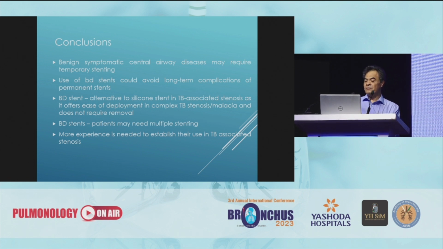However, when you put in a BD stent, some of these patients may need multiple stenting, like the paper for lung transplant patients. Some of them might need multiple stenting before the airway becomes stable. And I think more experience is needed to establish the use of biodegradable stents in TB-associated stenosis, because really I couldn't find any papers on BD stents in TB stenosis. Lots of papers on silicone stenting in TB stenosis.